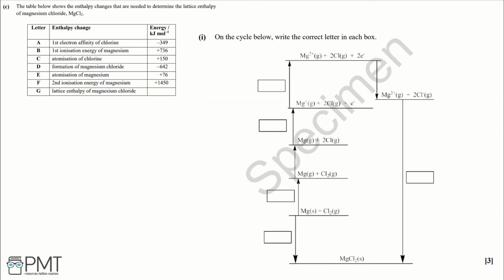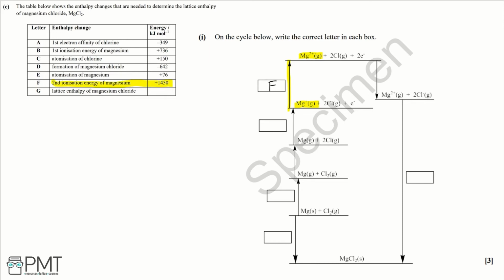Part C. The table below shows the enthalpy changes that are needed to determine the lattice enthalpy of magnesium chloride. Part 1. On the cycle below, write the correct letter in each box. Okay, let's start with this arrow. So what's happening is magnesium plus gas is going to magnesium 2+ gas. So what this is called is the second ionization energy of magnesium, which is here, and so we can label this as F.